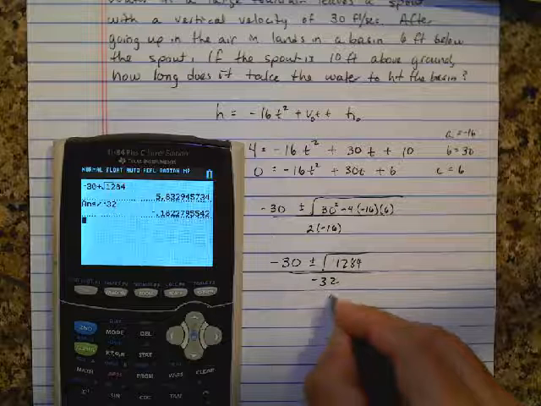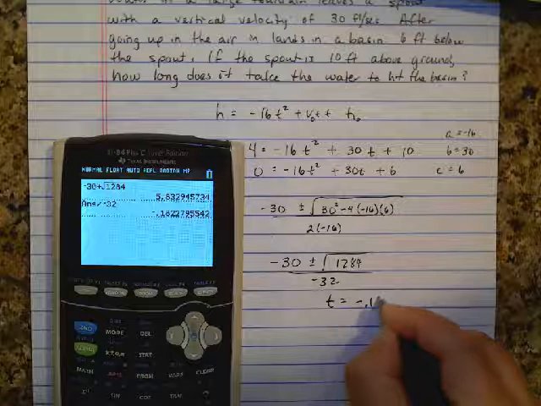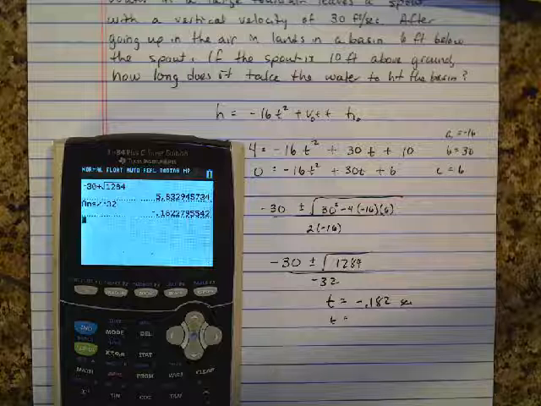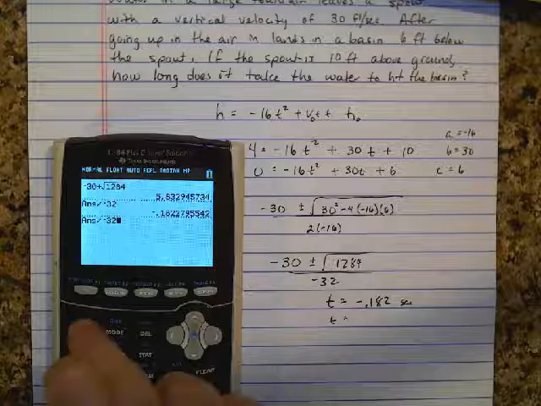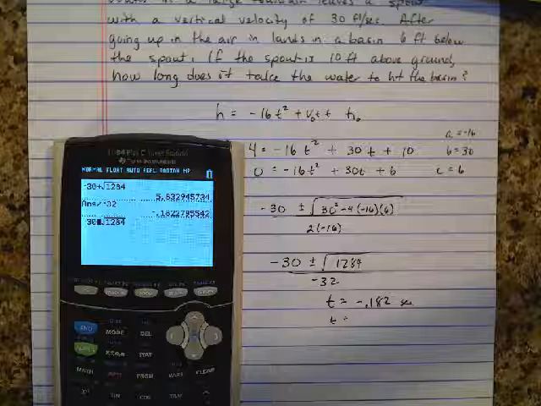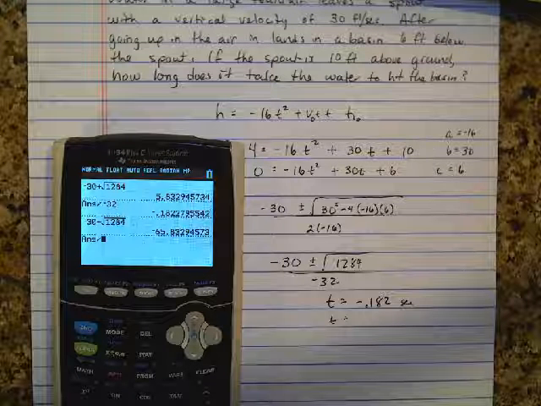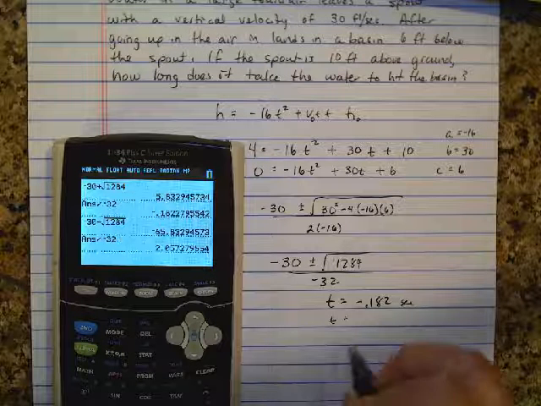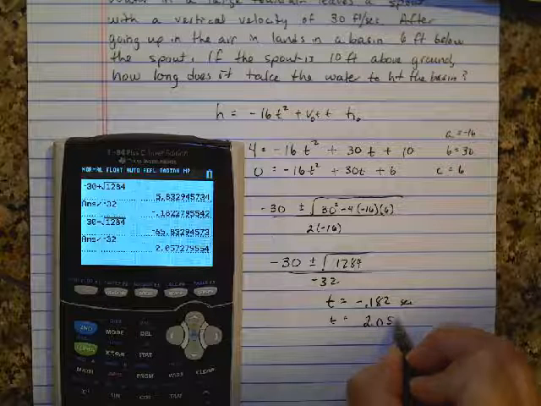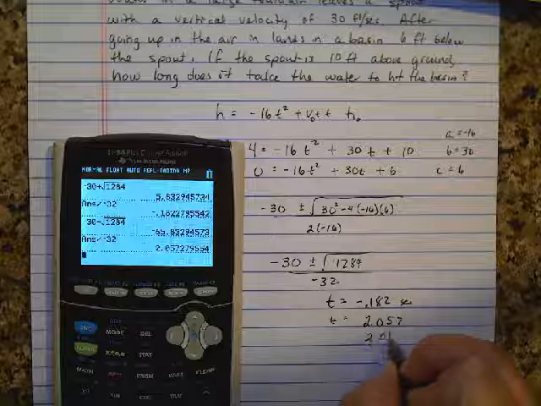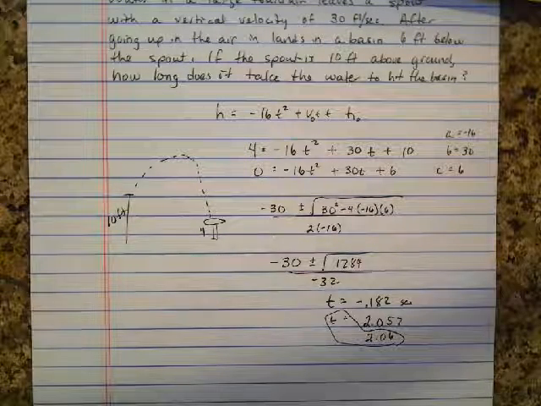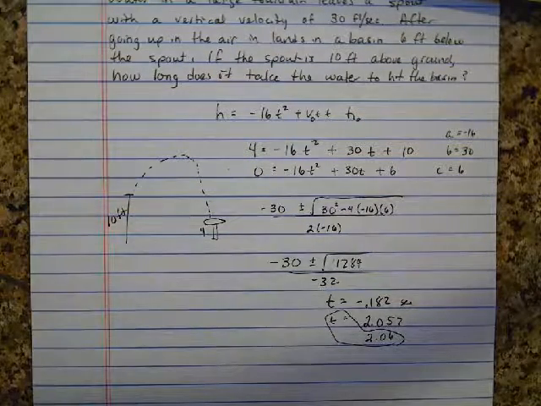So time is negative 0.182 seconds, or time is where I use subtraction. So I'm going to hit second enter to go back to put a minus here. Or 2.057, so you probably round that to 2.056. So we know that it took approximately 2 seconds for the water to go up in the air and then land in the basin.